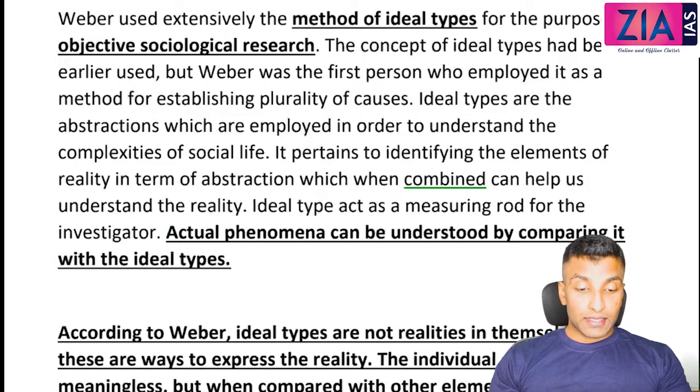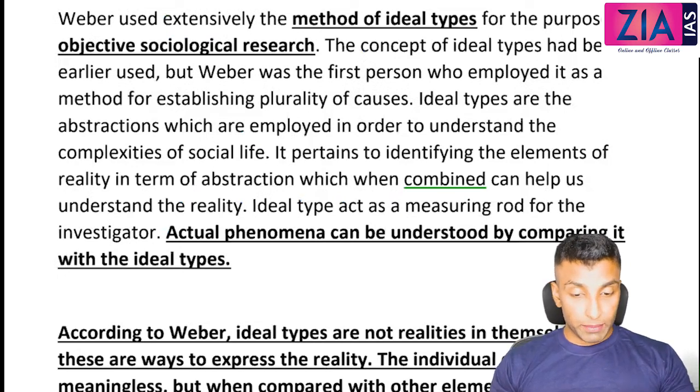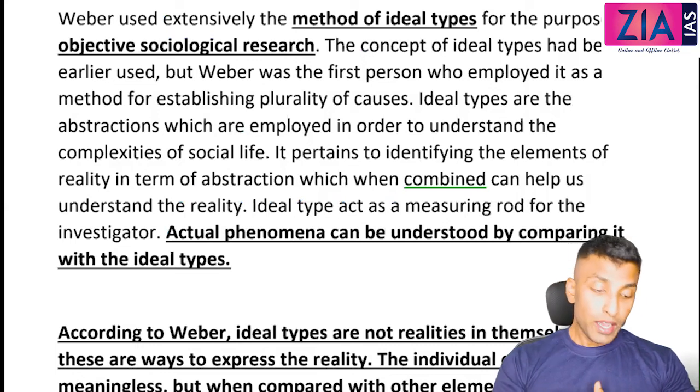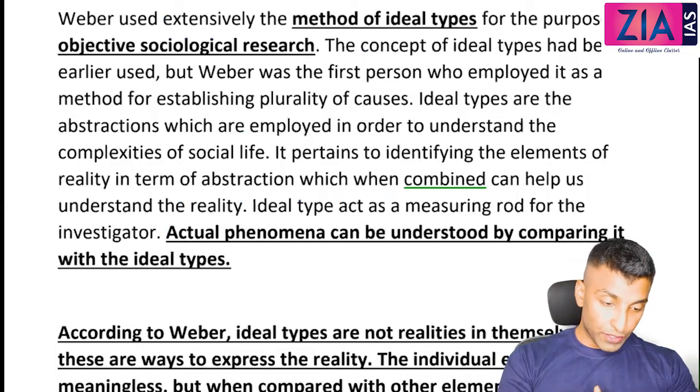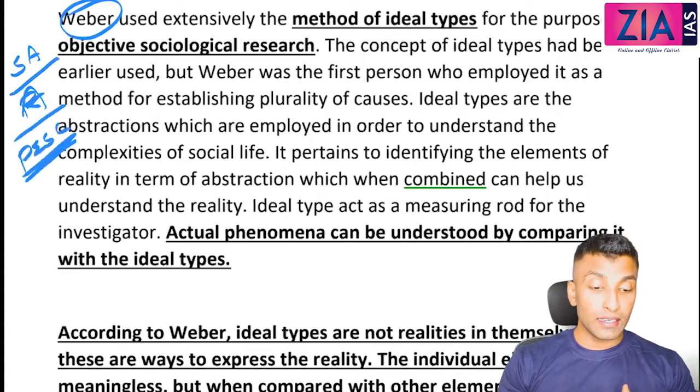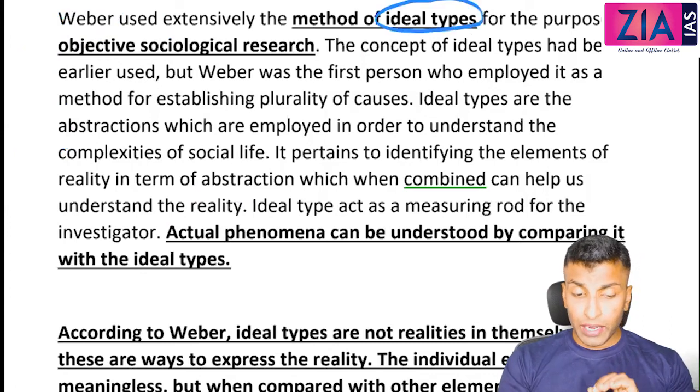So Weber used extensively the method of ideal types for the purpose of objective sociological research. So you can see the use of ideal types firstly in his theory of social action, and then when we discuss the theory of authority, we will discuss it there, and then Protestant ethic and spirit of capitalism, there also you will see the use of ideal types. So the method of ideal types is actually extensively used by Weber.